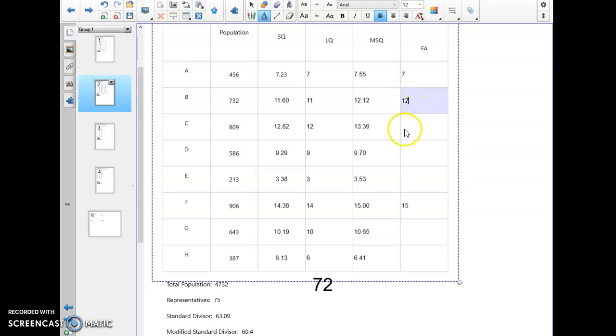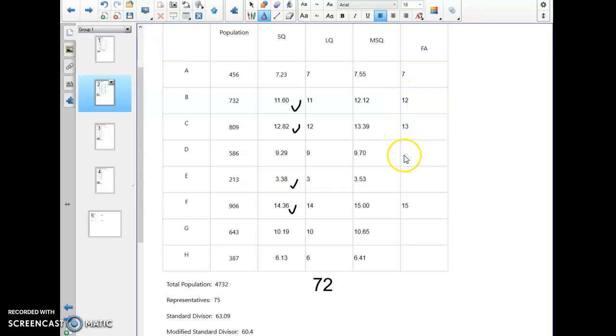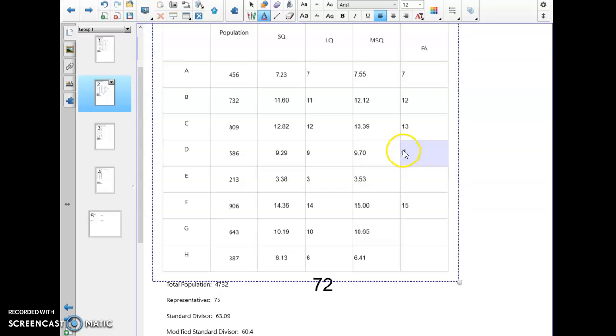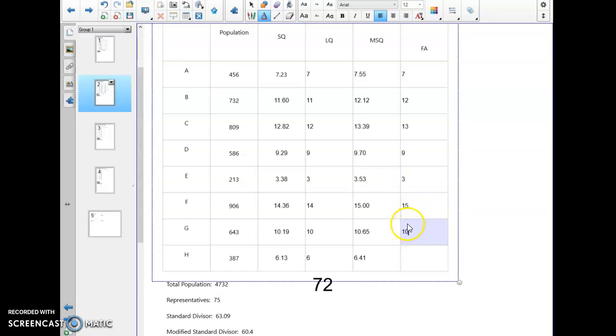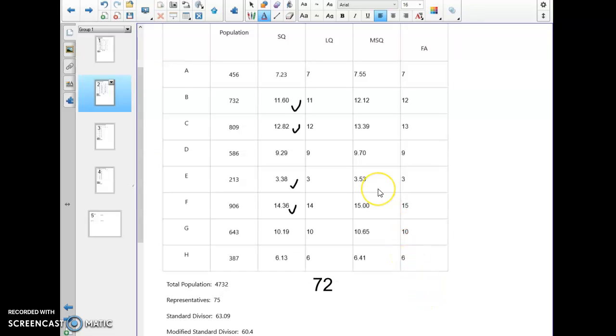7 and 12 is 19. 19 and 13 is 32. 32 and 9 is 41. 41 and 3 is 44. 44 and 15 is 59. 59 and 10 is 69. And 69 and 6 is 75. So there is my final apportionment for my Jefferson method.